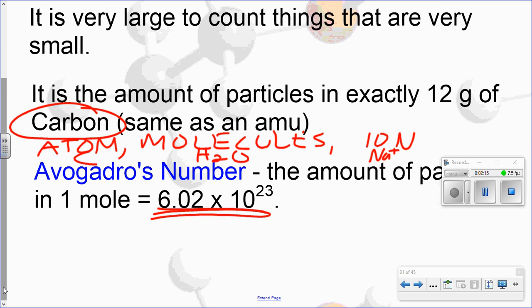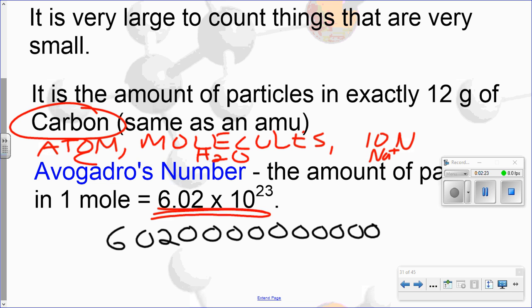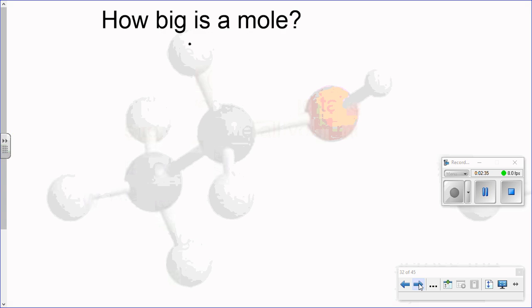So if we take a look at this, it's actually 23 spaces. 1, 2, 3. Oh, one too many. There we go. That's a huge, huge number. Again, a huge number to discuss something that's very, very small. So how big is a mole? Let's take a look at some of these examples here.